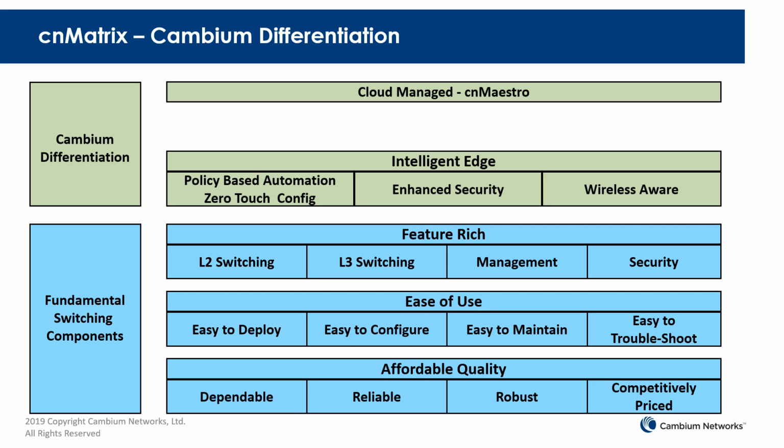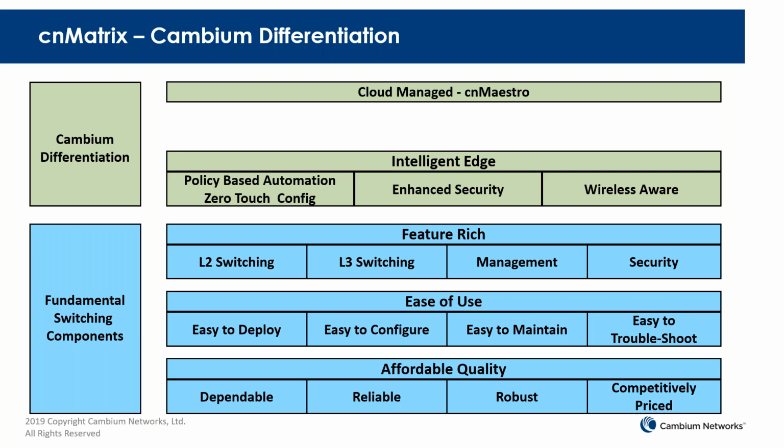Those 10 gig uplinks, we don't throttle those back to 1 gig and make you pay for a license to get the full 10 gig. It comes as a base cost. And then cnMaestro is the last example. It comes as a part of the base price. So not only is cnMatrix cloud managed, it's cloud managed with cnMaestro.